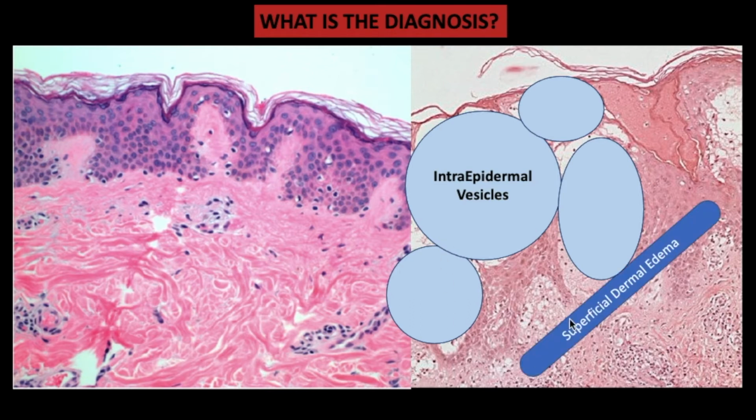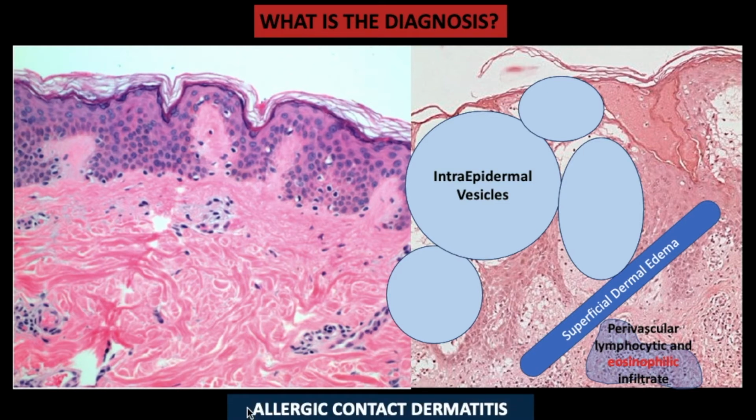We also notice the superficial dermal edema and the perivascular lymphocytic, and most importantly, eosinophilic infiltrate. So if you go on high power in these lesions, you start seeing a lot of eosinophils. This is a classic example of allergic contact dermatitis, and part of the eosinophilic spongiosis, we have a long list of diseases that most of the time a dermatopathologist will feel more comfortable to include in the differential diagnosis if the clinical history is not suggestive.